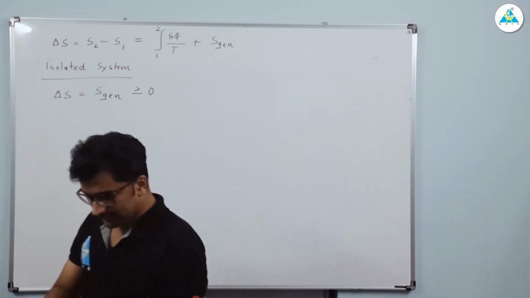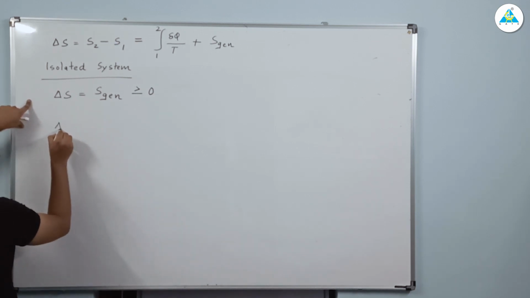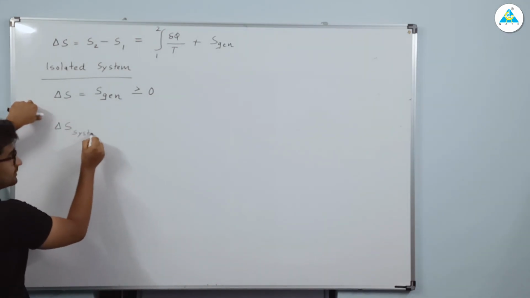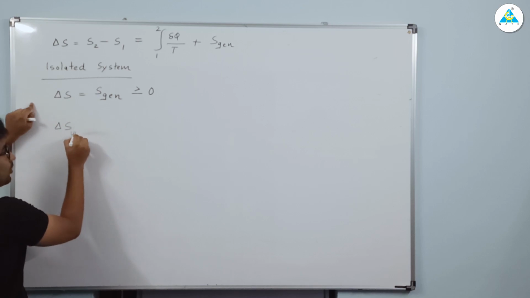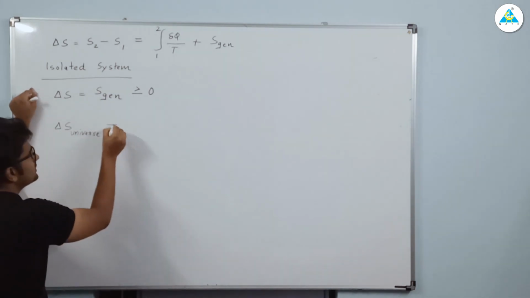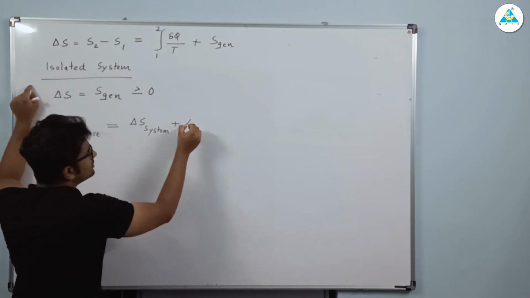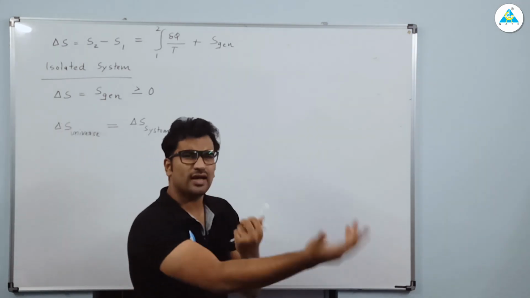So up to this is okay: for an isolated system, the entropy generation is greater than or equal to 0. Now what we are going to do is split an isolated system. I am going to write the entropy change of an isolated system, or of the universe, as the entropy change for a system plus the entropy change for the surroundings.